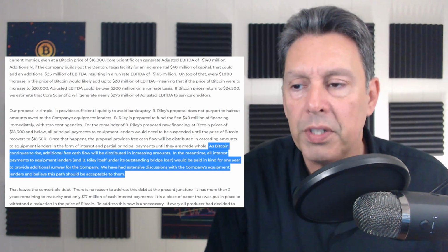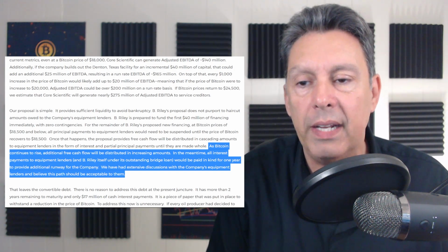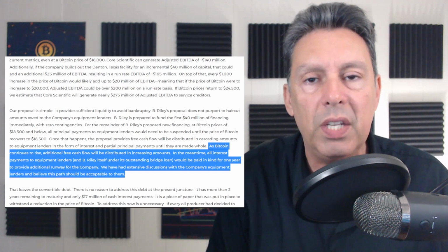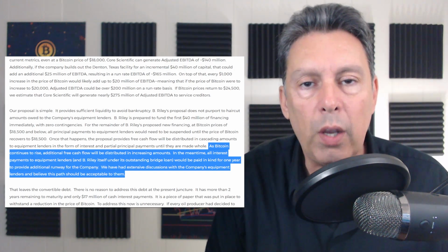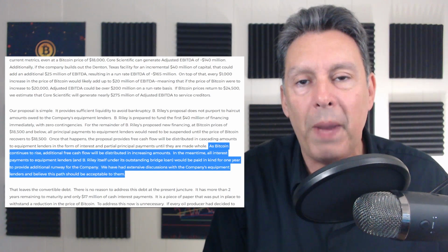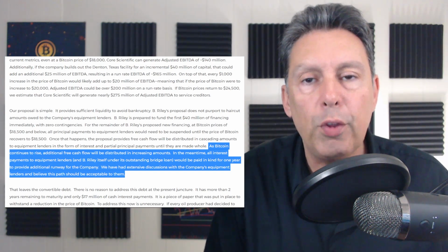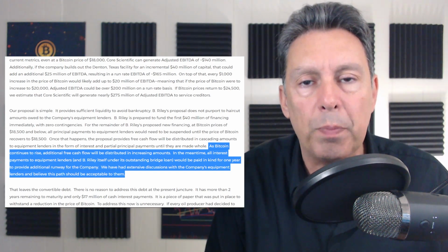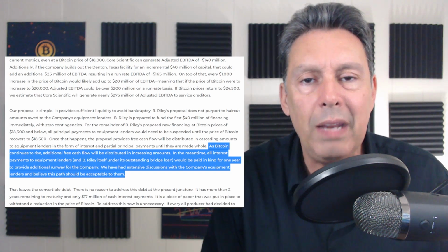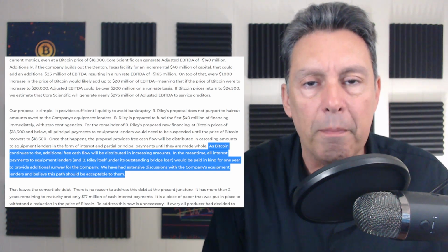Lastly, I'm not sure I understand $40 million of financing immediately without any contingencies. Where's that $40 million going? Is that going to pay interest that's already past due? Because then that would only leave $32 million left for interest payments. Their interest just through 9 months this year was $75 million.